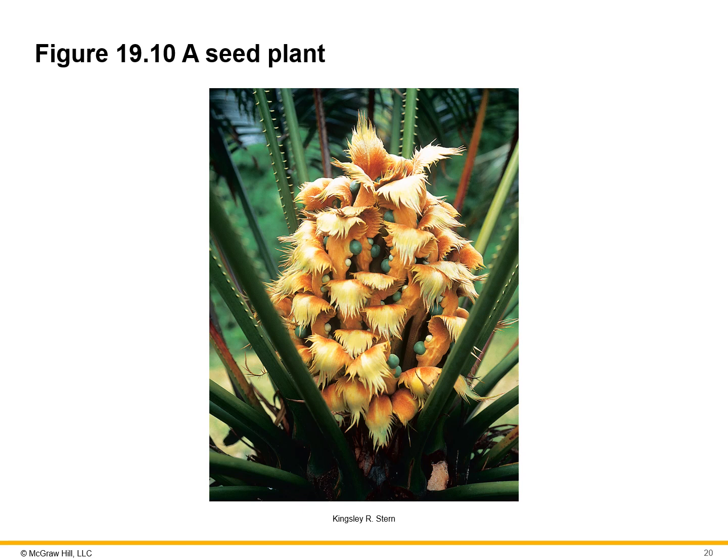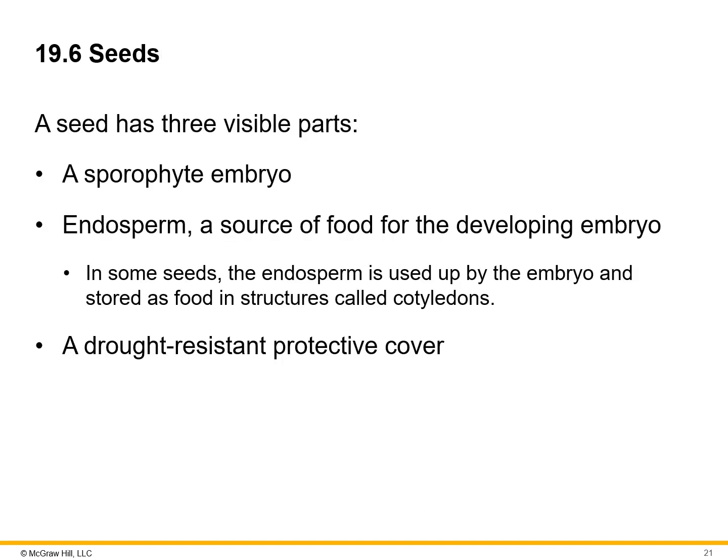So just looking here at an example of our seeded plant, you can see the little seeds that are growing. These seeds have three visible parts. A sporophyte embryo that's actually growing, then an endosperm, that's the food for the developing embryo, we think kind of like an egg. In some seeds, the endosperm is actually used up by the embryo and the stored food in the structure is called cotyledons. We'll come back to those. We'll talk about mono and dicotyledons. Then also a drought-resistant protective covering. So they have an embryo, an endosperm for food, and then sometimes some type of protective covering.